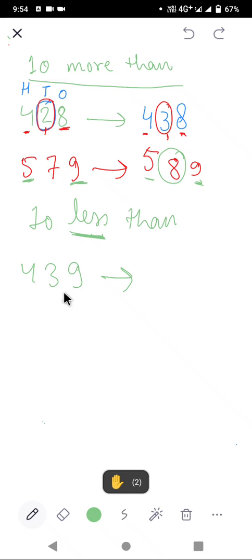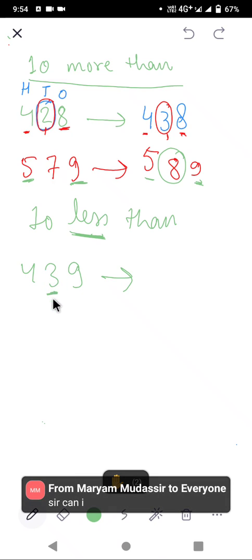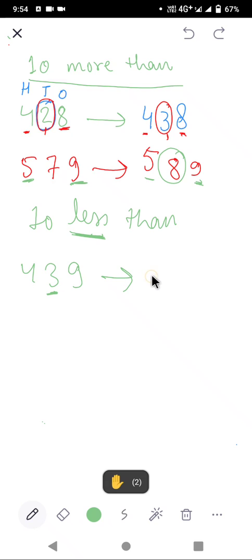For 10 less than, we subtract 1 from the tens place. So 3 minus 1 will be 2. So it will be 429. Only the tens place digit will change. Here it was 3, now it is 2. We have subtracted 1 from the tens place. So 3 minus 1 is 2.